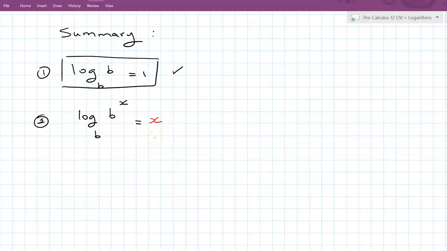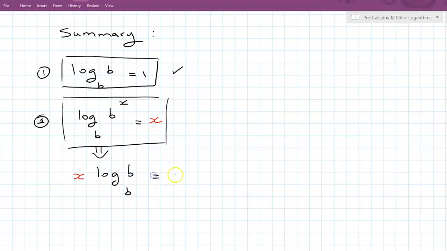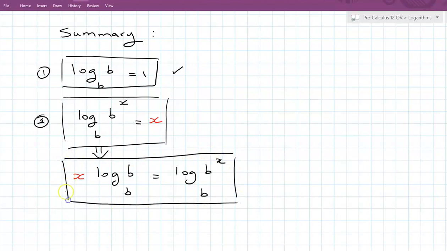Great, that's another one. But now we can incorporate both of these two, rule number 1 and rule number 2 together. And basically what we can say is that if log of b base b is 1, then this expression can also be written as x log of b base b equals log of b to the x base b. So these two expressions are exactly the same. What you're doing, basically, is bringing the x to the front, and that becomes the coefficient of the log term. You can do that. That's one of the laws.